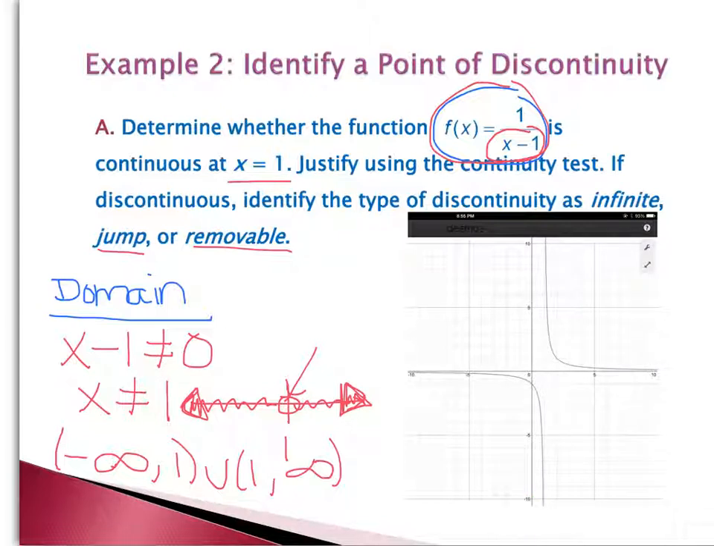and I can see that there's a break in the graph. I would not be able to sketch this graph without lifting up my pencil. This piece right here is getting closer and closer to an x value of positive 1, but never reaches it. Same thing with this piece. If I move from the right to the left, we're approaching 1, but never intersect x equals 1. So therefore, the function's discontinuous there. So I need to prove, not just by the graph and not just by the domain, but by using the continuity test, that this function is discontinuous.